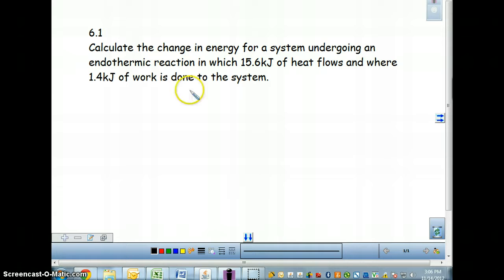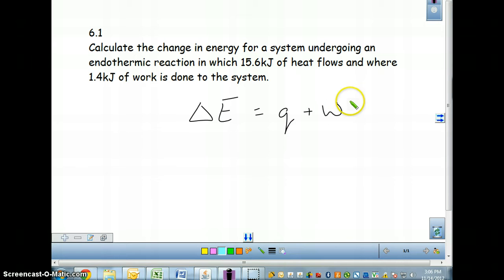For this type of question, we need our equation: delta E, where delta means change in and E is the energy, is equal to the total heat plus the total work. However, we have to be very, very careful with our sign.